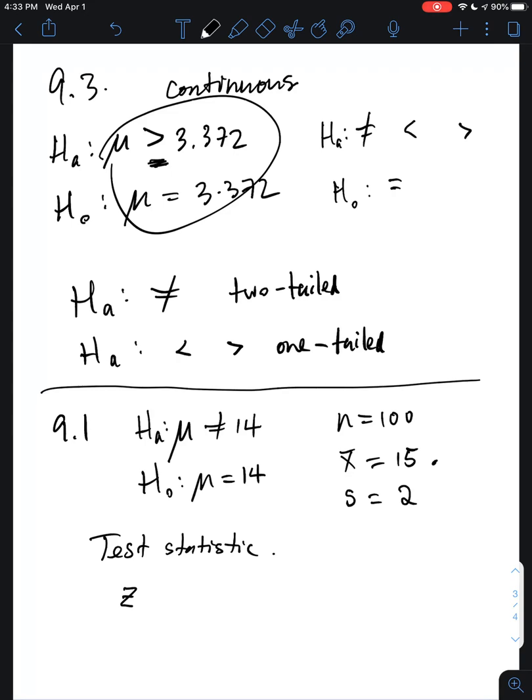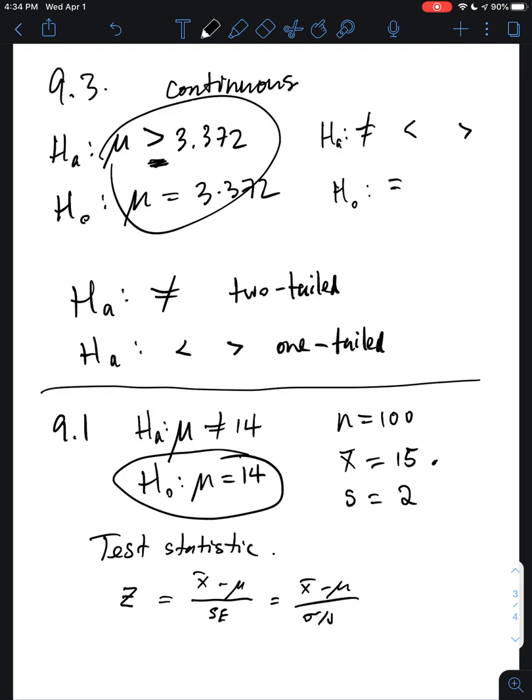So the Z statistic is just a Z-score. What we do is take the sample mean, and from that we subtract our assumed mean. We're going to assume the null hypothesis is true, and then we divide by the standard error. And if you recall, a standard error is the standard deviation divided by the square root of the sample size. Right, so that's the test statistic that we're going to use.